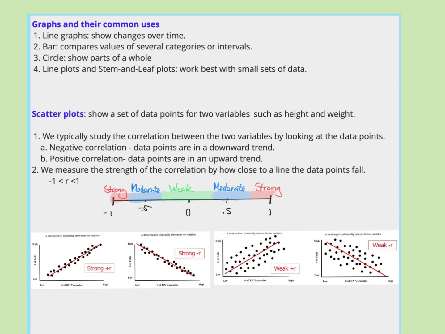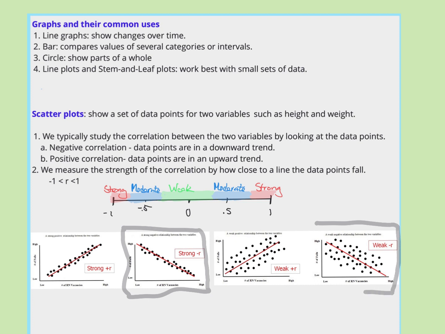Typically what we do is graph our data points, and then we look to see if there's something called a correlation. The correlation is like, what is the data trending? Does it look linear? Does it look curved? A negative correlation is when the points are going in a downward direction. An example would be seen here in this second scatter plot, where the data is going in a downward trend. In this fourth one, we have a downward trend, but the points are a little more scattered.